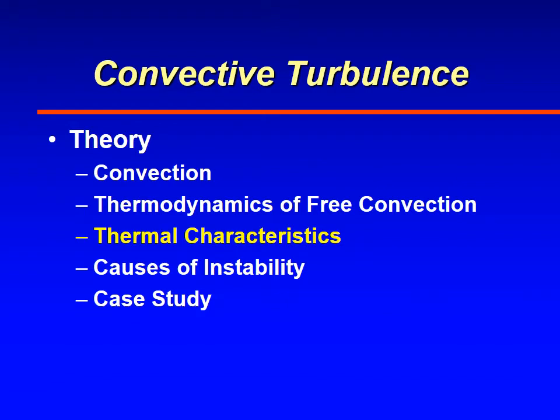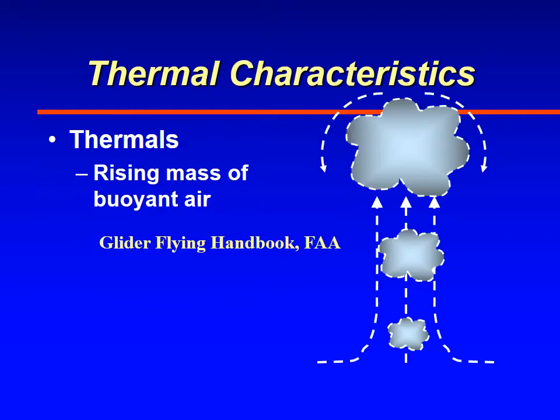In the first video, we went through the definition of convection, and also we talked about the thermodynamics of the atmosphere and how free convection occurs. Now we're going to talk about the characteristics of thermals. In the previous video, we talked about parcels of air rising through the atmosphere. We give these parcels a special name. We call them thermals. And thermals are simply buoyant, rising parcels of air or bubbles of air.